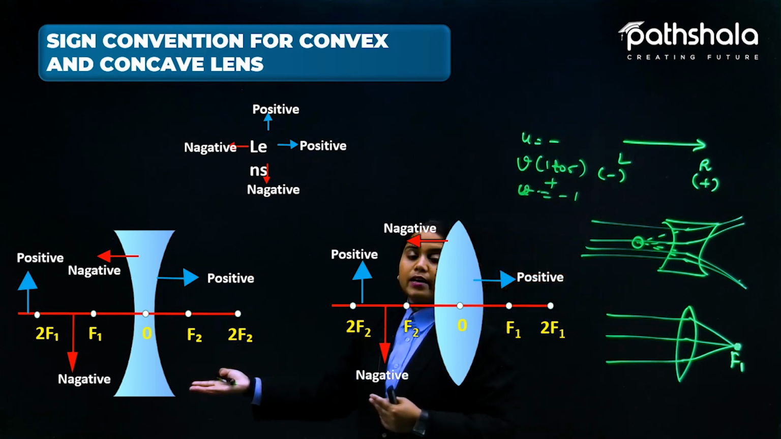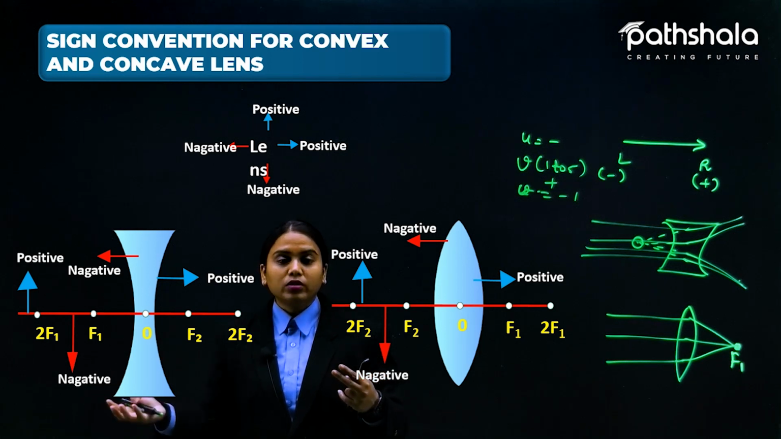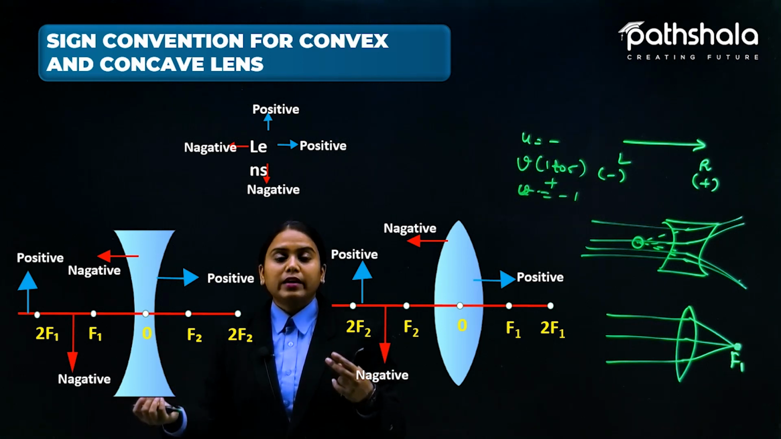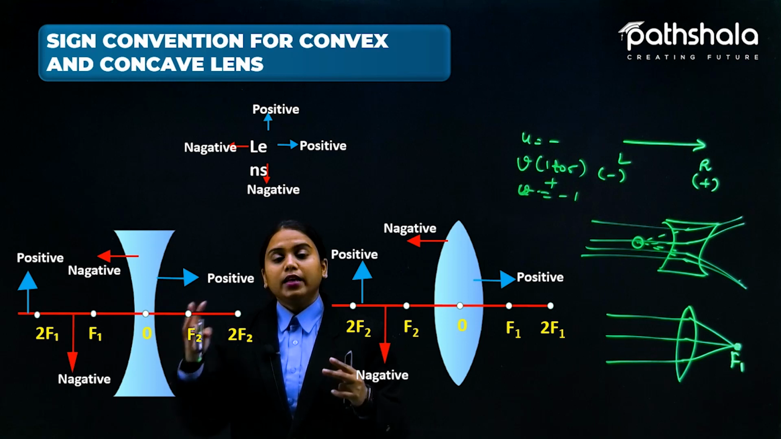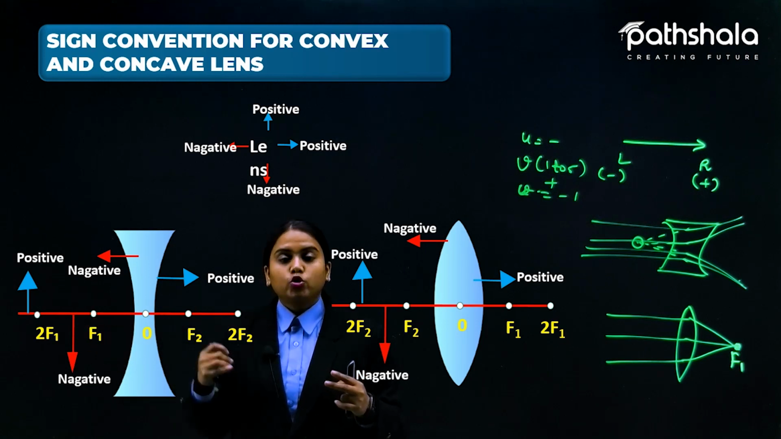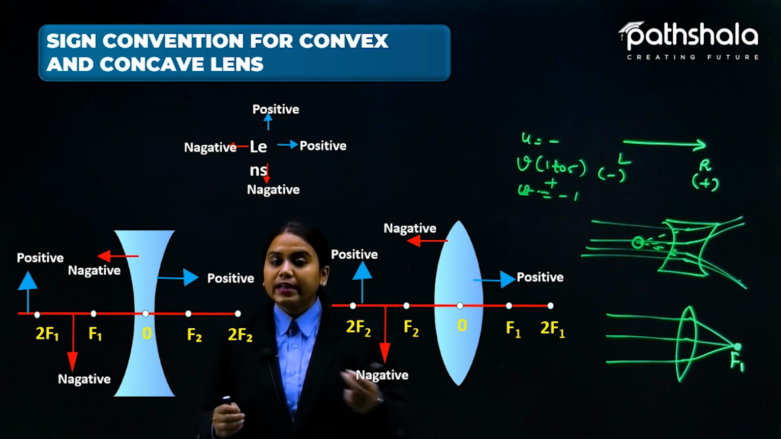Similarly here, we are having two cases for the concave lens. You know that in this type we were getting only two cases, and according to that we were always having the virtual image. So each and every image for this one would be of negative sign.